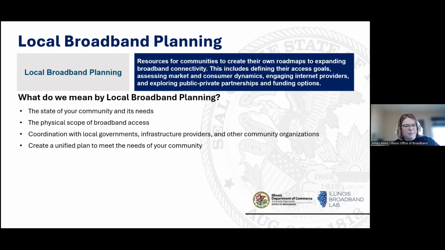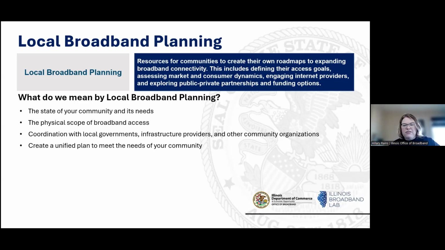You can't. So you want to take a look at the state of your community and its particular needs, the physical scope of your broadband access. Are you looking at a city? Are you looking at a township? Are you looking at a county? Are you looking at a couple of counties? Are you looking for a whole region? What is the physical scope of your plan there?